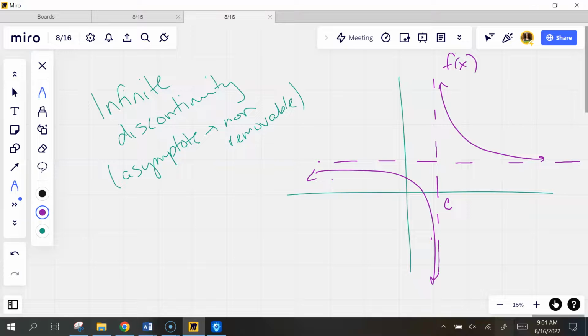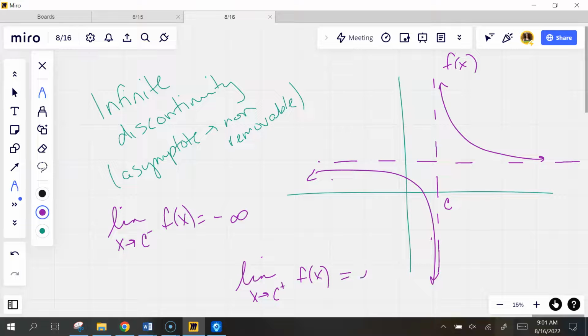Okay. What is the limit as I go to C from the left? Negative infinity. How about the limit as I approach C from the right? So notice on this one, these two do not equal, right? So the limit as I approach C does not exist on this one. That's another clue about my discontinuity.